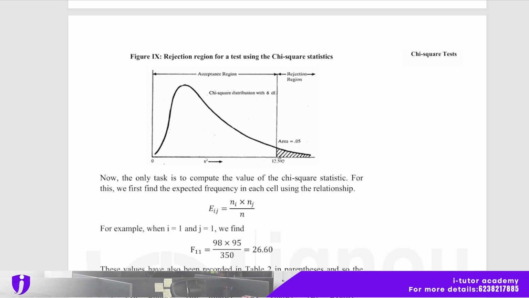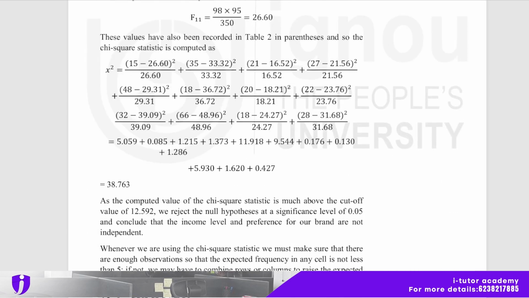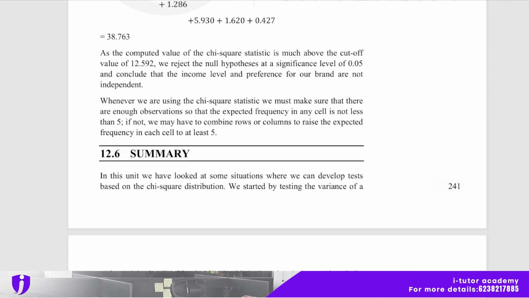For this, we first find the expected frequency in each cell using the relationship. So here is the equation. Based on chi-square, we also find the result. And the summary of the unit 15 is here.